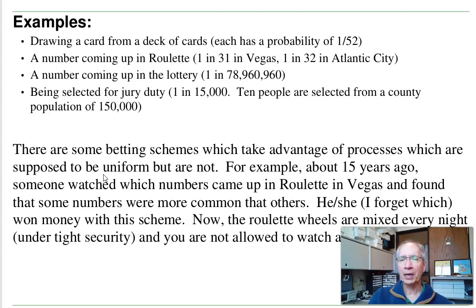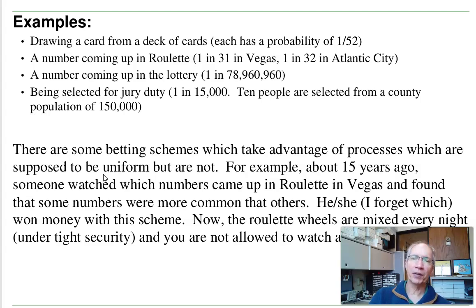Well, one person came up with the idea that wheels are built by people. People aren't perfect, therefore maybe these wheels aren't perfect. Maybe some numbers are coming up more often than they should. So he did kind of a study, looked at the different wheels, and found out that yeah, some of the wheels were not actually equal probability. Some numbers were coming up too frequently. He started betting on those numbers and was winning.